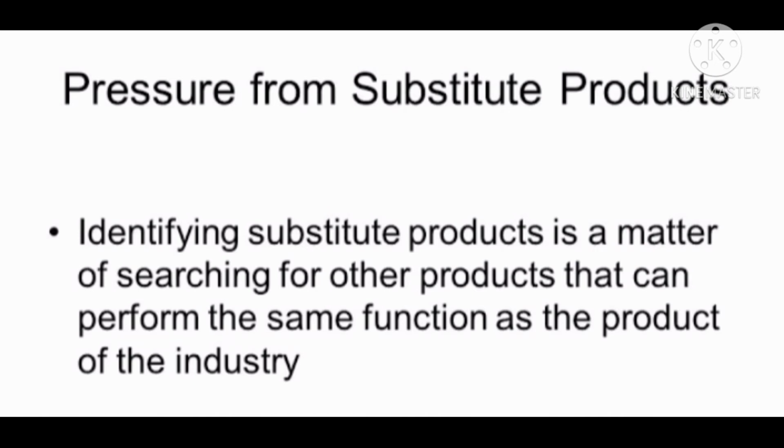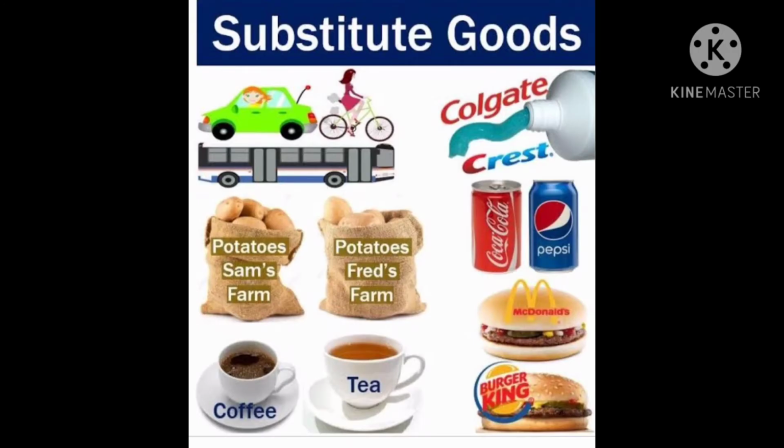Like when you are not getting a product for that price, then you will start finding some other product which will fulfill your need with the same cost, right? So substitute products also are a type of competition where the industry starts searching for substitute products to perform the same function and attract the customers.